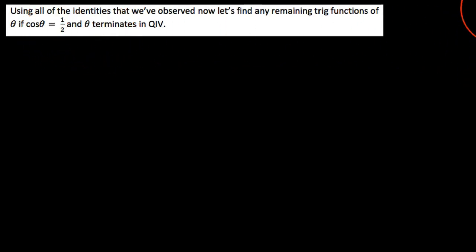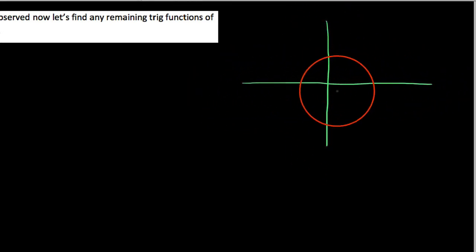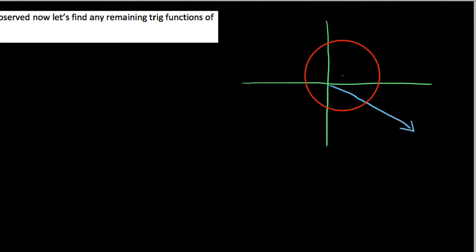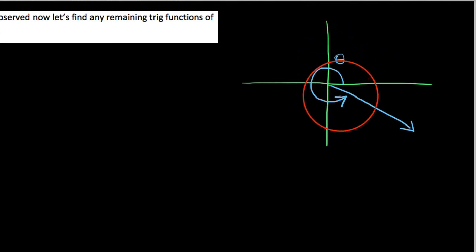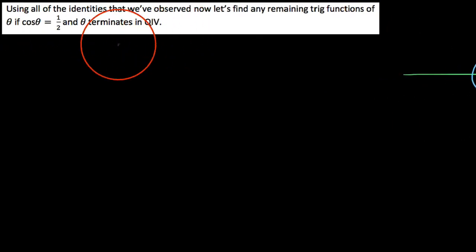So one thing we could do is illustrate this here, and let's switch to a color we can see, not black. If these are our axes here, what we're given is that we have some angle, and I don't know that it necessarily looks like this, but we say it's theta and it terminates in the fourth quadrant, and this will be important as we find our things. But we're going to use the fact that the cosine of this angle is equal to a half to find the rest of the trig functions.